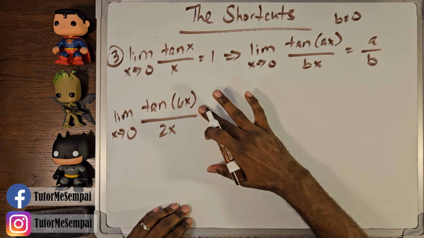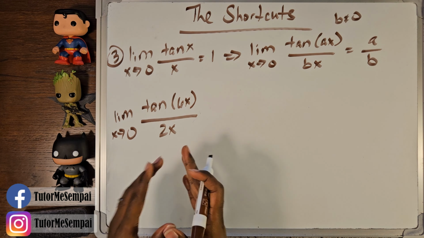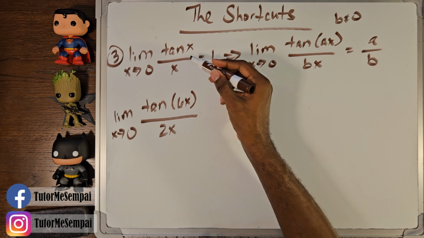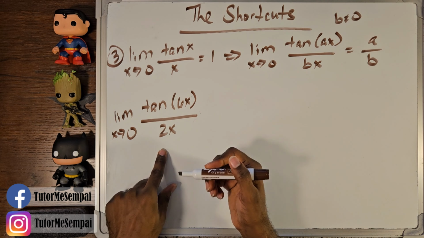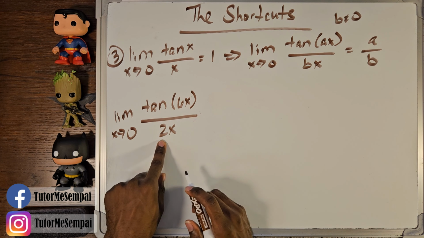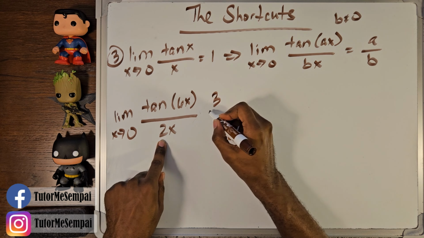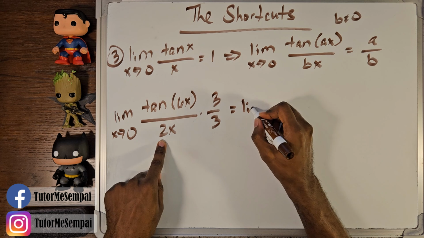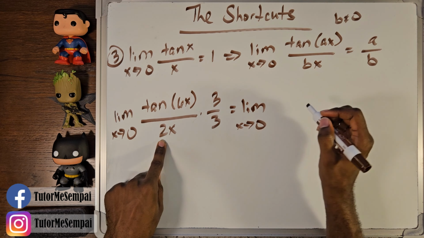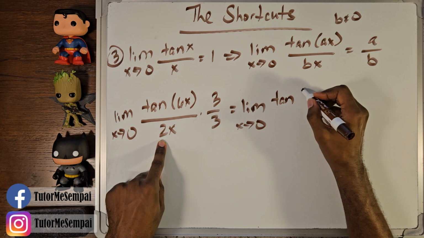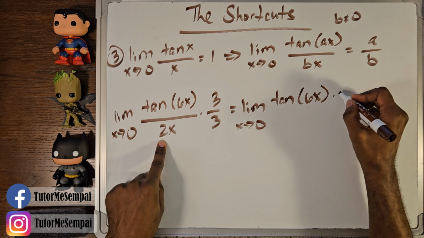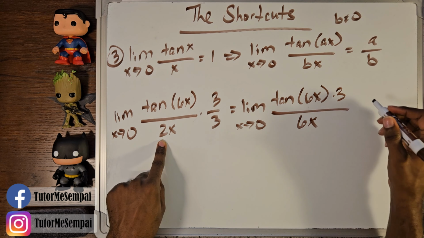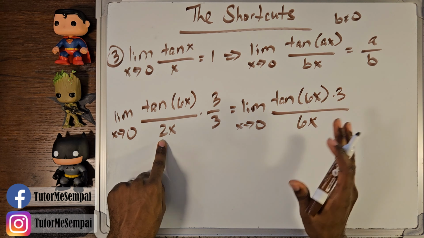But the first thing we want to do is try to make this look like that, because we want this to look like this. So what do we have to multiply top and bottom by in order to make this look like that? This is going to be top and bottom by 3 here, right? And by doing so, we'll have the limit as x goes to 0 of tangent of 6x times 3 over 6x.